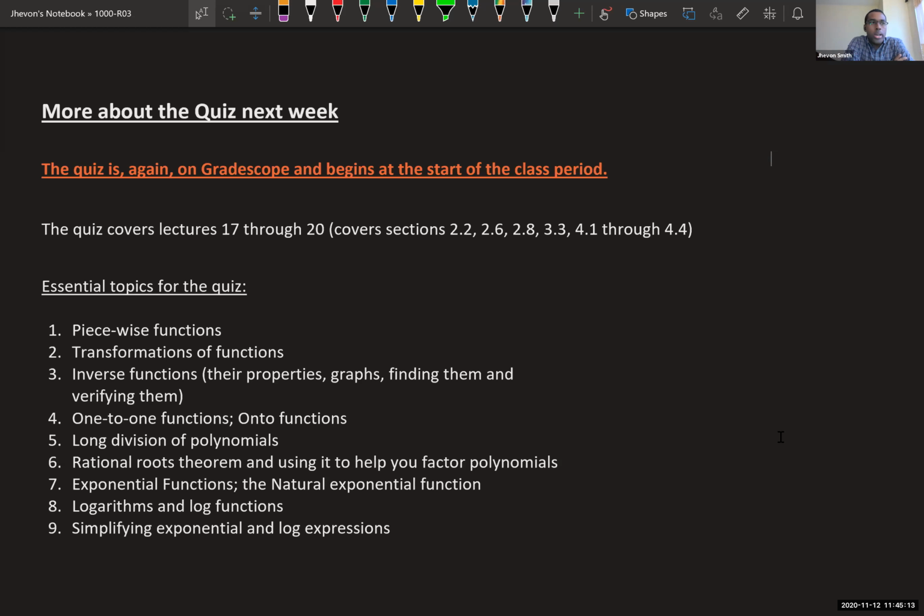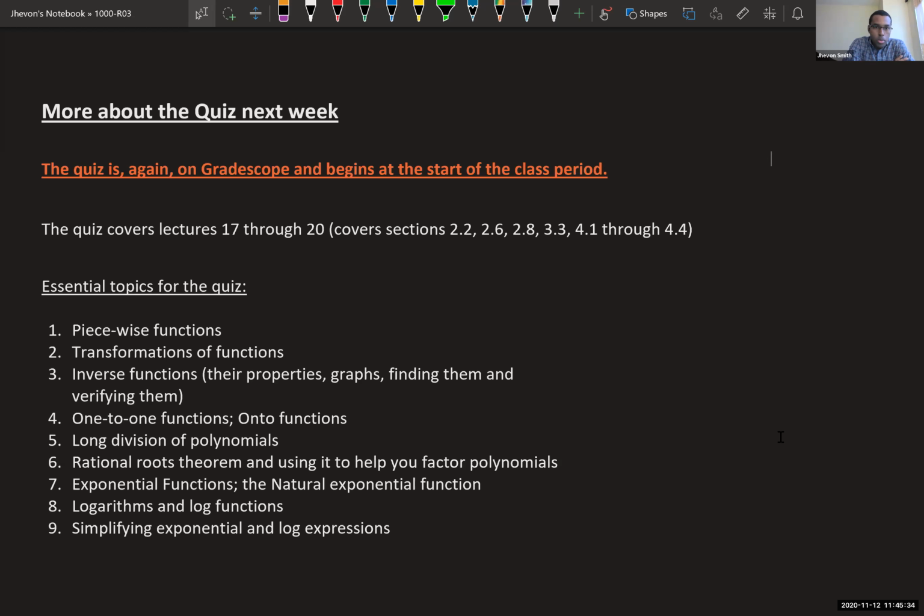So just when you actually do arithmetic operations on the formula for a function, do you understand what happens to the graph? Do you understand what this means for the function in general? So that's what transformations of functions is referring to. Inverse functions, a very important topic.